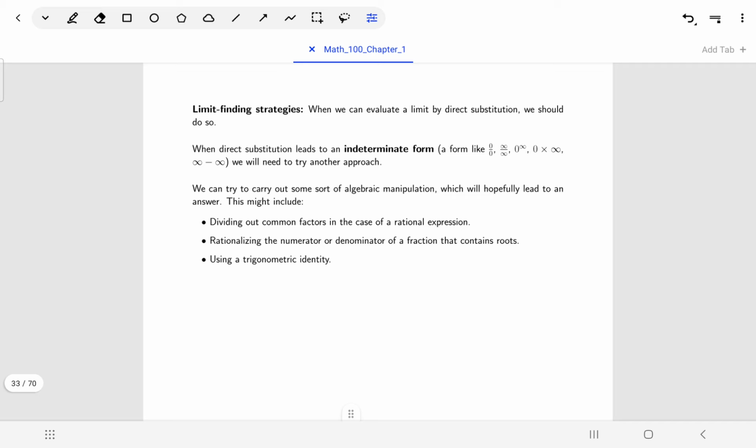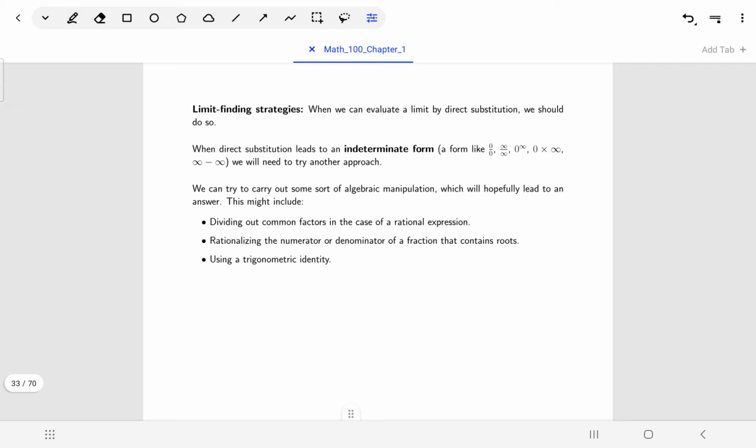But of course, you might have things where you can't put in that value. You get something where it's an indeterminate form, usually involving zeros or infinities. So like 0 divided by 0, or 0 to the infinity, or 0 times infinity, or infinity minus infinity. Any of those sorts of forms, those aren't real numbers. So you're going to need to do something to find the limit. And the something is usually some sort of simplification or some sort of manipulation.